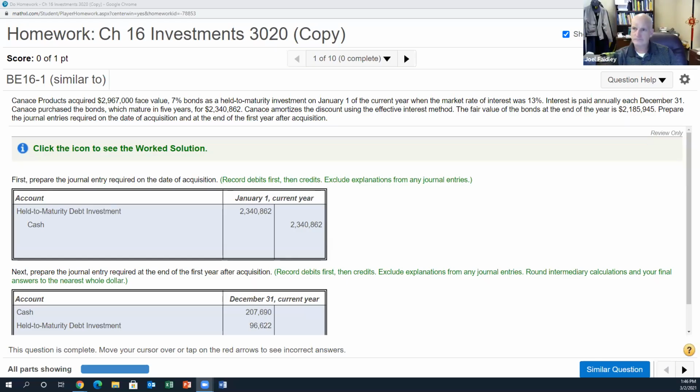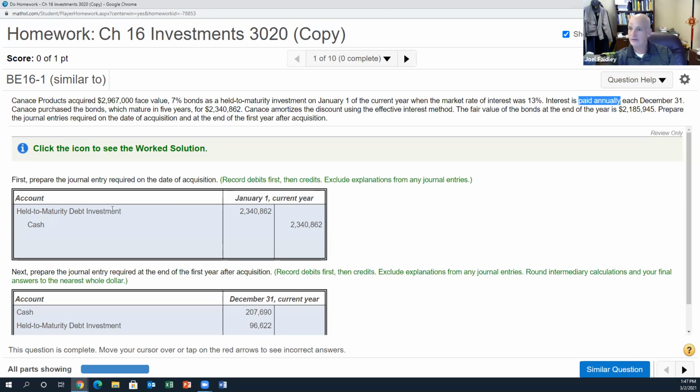All right, so what we see there, Ganesh Products acquired a 2.967 million face value, 7% bonds, so that's the amount of cash we expect to receive every year. Of course, 3.5% if it was twice a year. But in this case, it is paid annually, as it states there. So we're simply going to take 7% of that 2,967,000 to get the cash amount. You can see it here in the solution, 207,690.